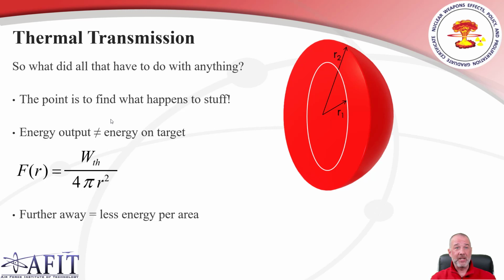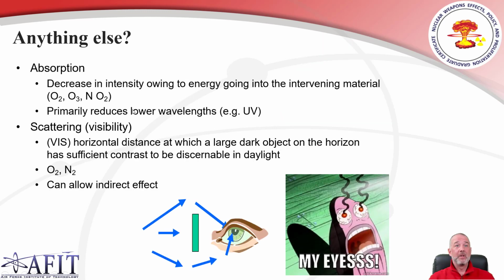We can account for this by simply dividing our output term, in this case the thermal output of our warhead or weapon, by this spherical expansion term of 4 pi r squared. So the further away we get, the less energy there is per area. Is there anything else that we need to know about transmission?